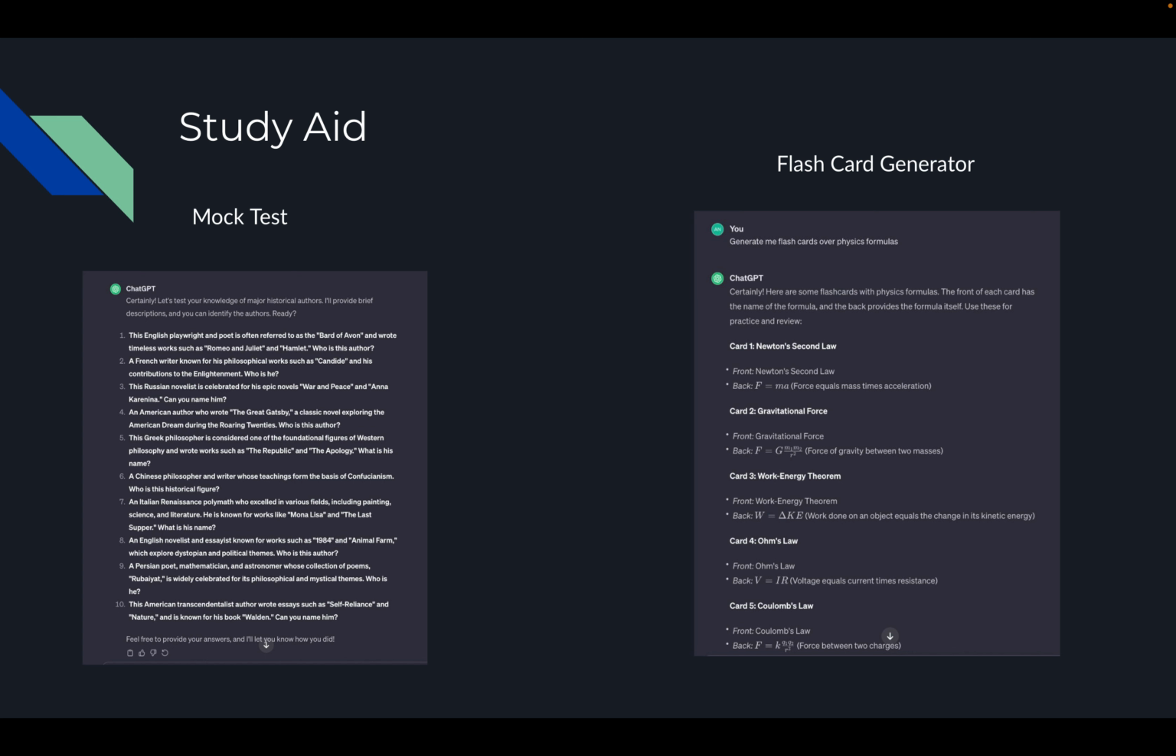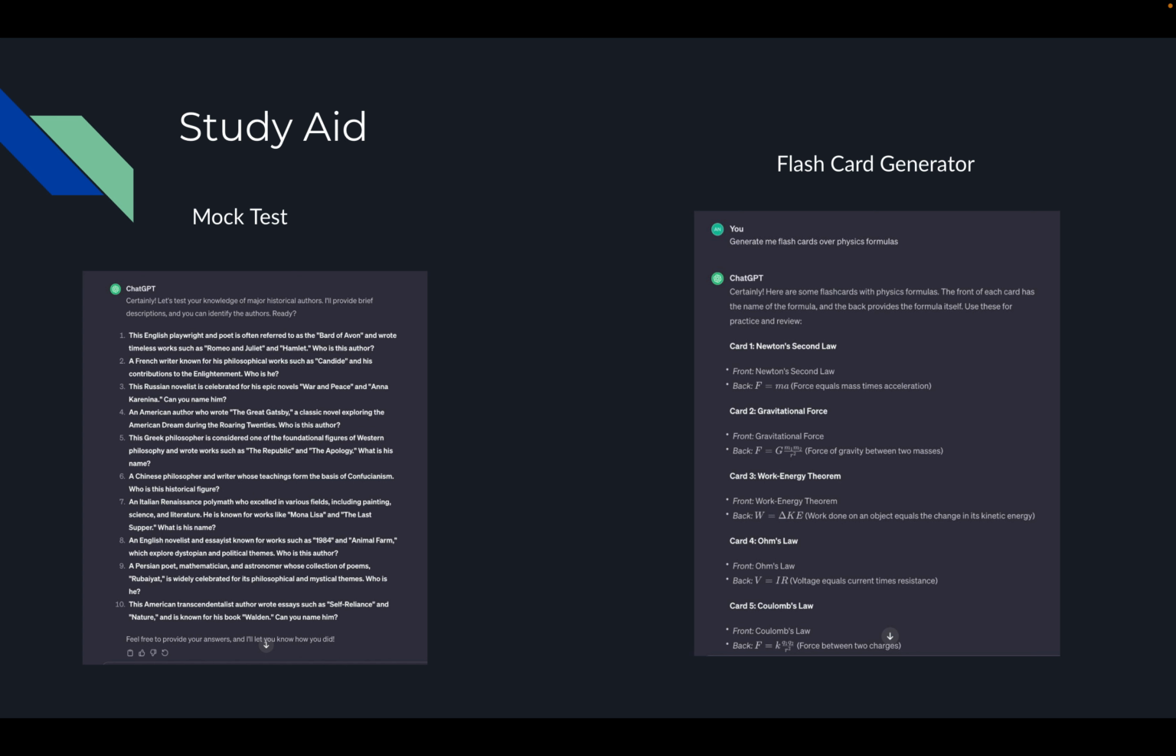Moving on to how it can be used as a study aid. Here I had it generate a mock test. I just asked it to give me an English test based around historical authors. So it will just ask a lot of different questions.